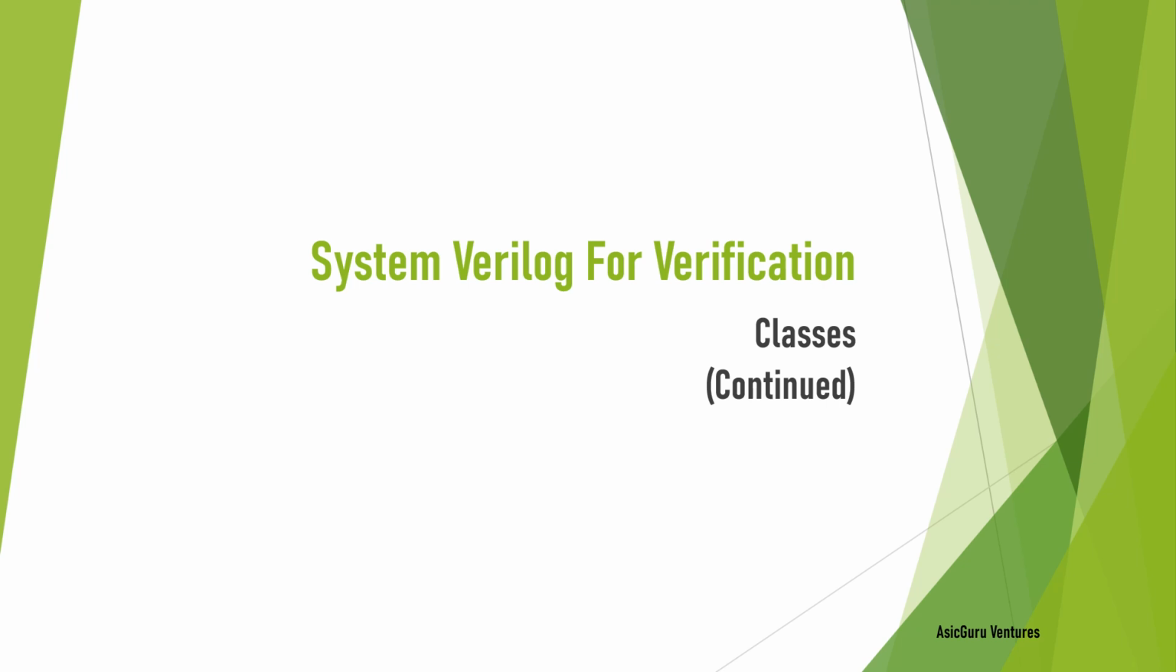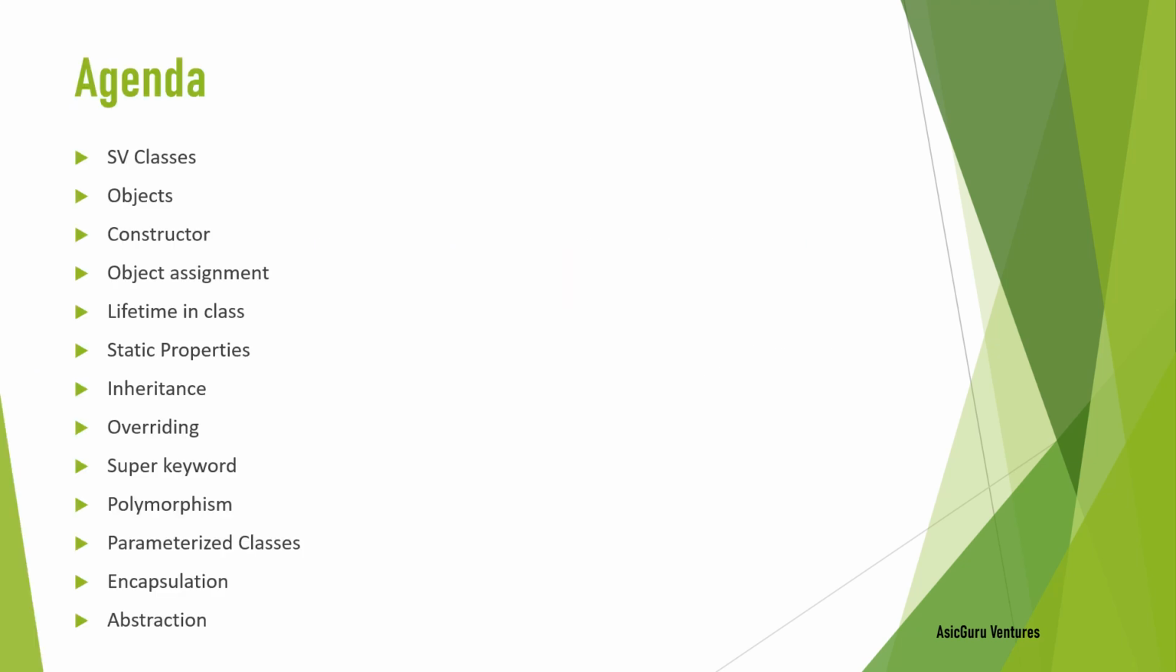Welcome back. This is the continuation of our System Verilog session on classes. In our first session, we have already covered what System Verilog classes are, how objects are created using constructor, what is the lifetime of the class properties and methods, and how static properties behave. Now in this session, we will be covering inheritance, method overriding, polymorphism, encapsulation, and abstraction. So let's get started.